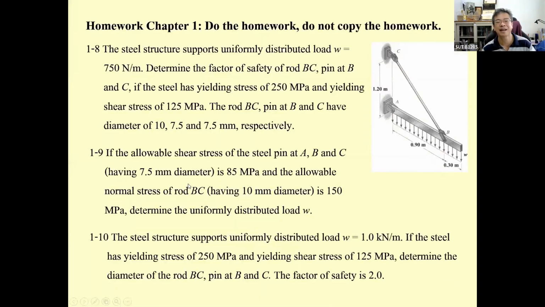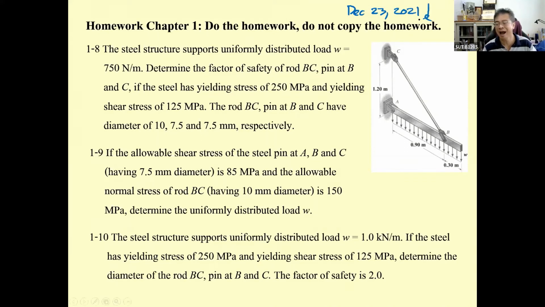But in the meantime, you must study by yourself. And there are three homeworks. You have to turn them in 7 days from today. That means you're supposed to turn this one in before Christmas, December 23rd, 2021.